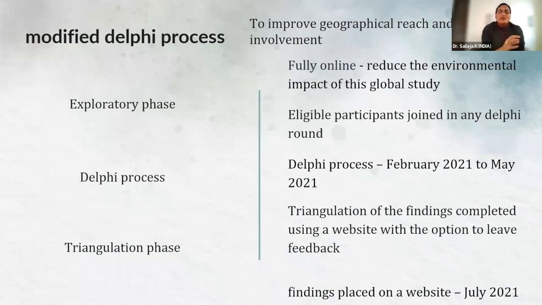And then the triangulation phase was there, wherein all the data from different regions was accumulated and compiled onto a website with the option to leave feedback. These findings were placed on the website in July 2021.